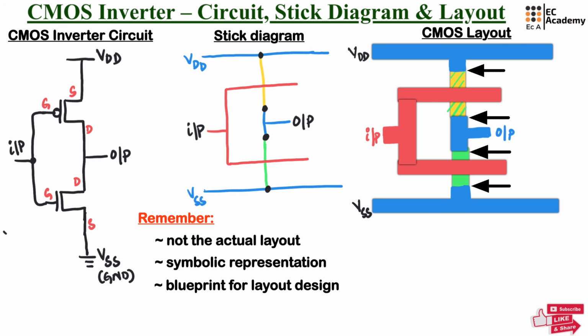Wherever two or more regions are joined, we can connect the contact. So here we need to connect a contact for metal and P diffusion, and metal and N diffusion. We can connect the contact, and between two drain terminals and metal, we can connect the contact. So this represents the CMOS inverter layout.